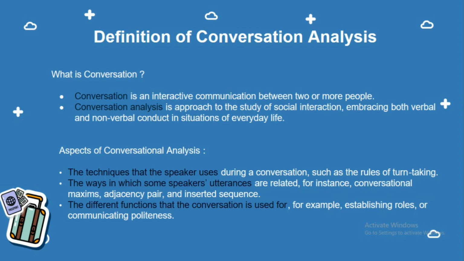The first is the techniques that the speaker uses during a conversation, such as the rules of turn-taking. Second is the ways in which some speaker utterances are related, for instance, conversational maxim, adjacency pairs, and inserted sequence. And the third is the different function that the conversation is used for, for example, establishing rules or communicating politeness.